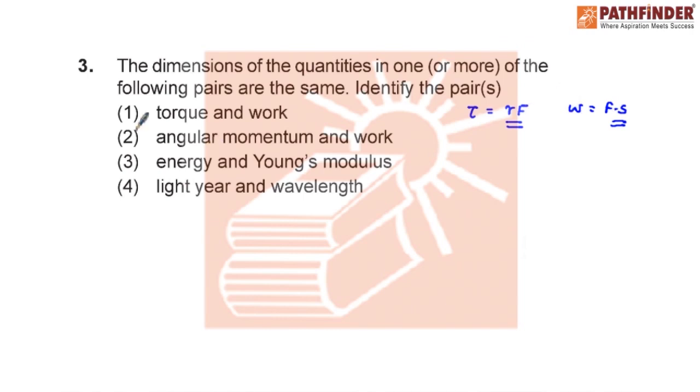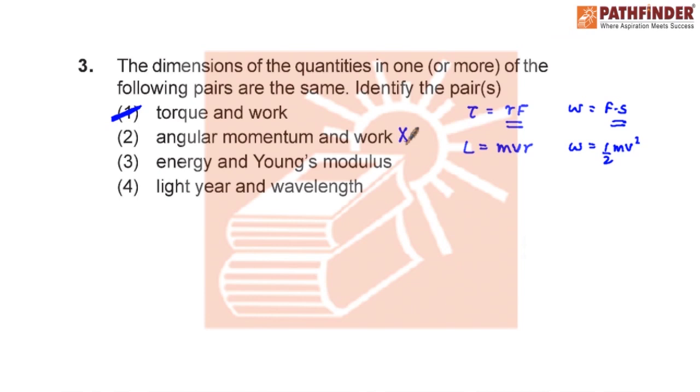So they both will have the same dimension, correct? Angular momentum and work. Angular momentum is mvr and work is F dot S, or I can write it as half mv square. So they two are not going to match, incorrect.